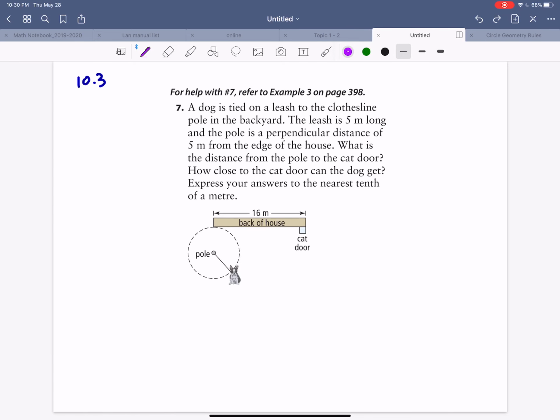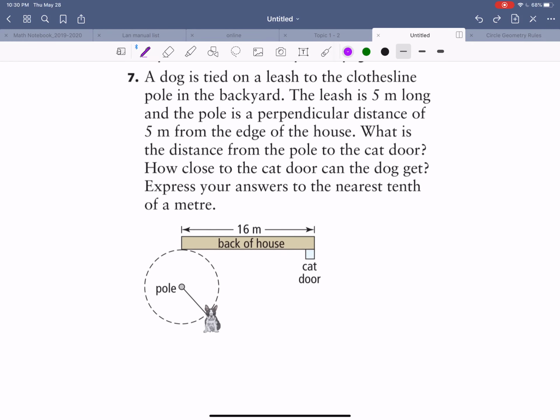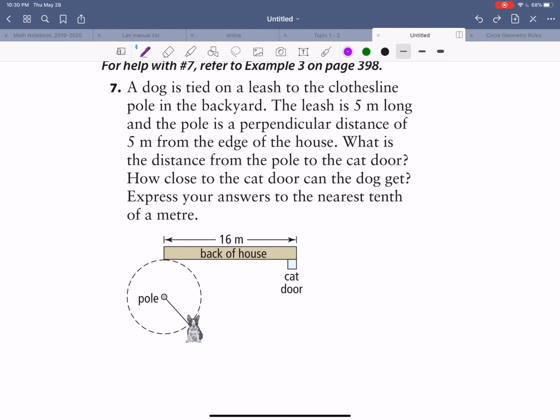10.3. A doggy is tied on a leash to the clothesline pole in the backyard. Basically the range where the dog can walk is a circle. The leash is 5 meters long, so label it there, and the pole is a perpendicular distance of 5 meters from the edge of the house, so it's 5 here too. What is the distance from the pole to the cat door? This is the cat door, and the back of the house is labeled 16 meters.